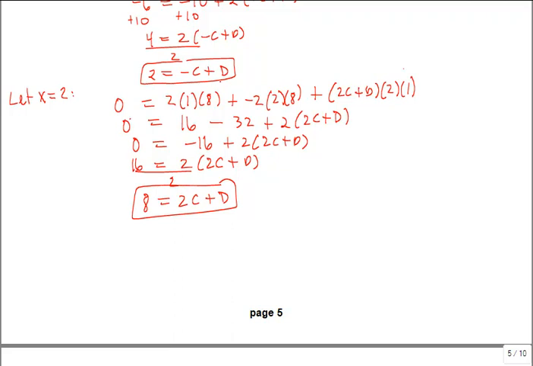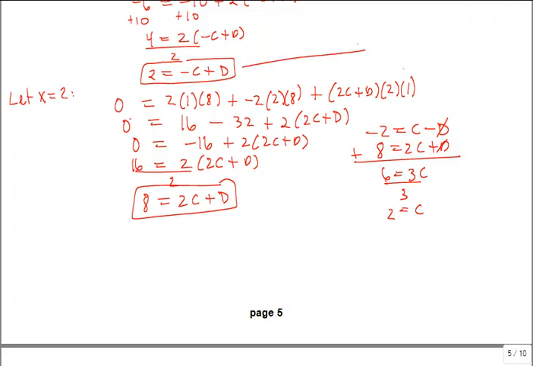So now what I want to do is use these two equations to solve for c and d. I'm going to multiply this top equation through by negative 1, so it becomes negative 2 equals positive c minus d, and I'm going to leave this bottom equation the way it is. And if I add the two together using this elimination method, the d's cancel, and we get 3c equals 6, so c must be 2. And then if I go back to here and plug in 2 for c, I get 2 equals negative 2 plus d, so that tells me that d must be 4.